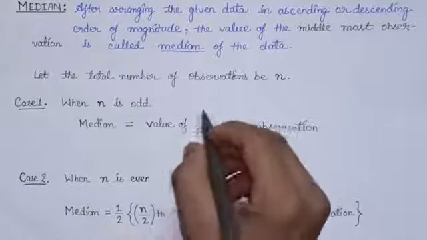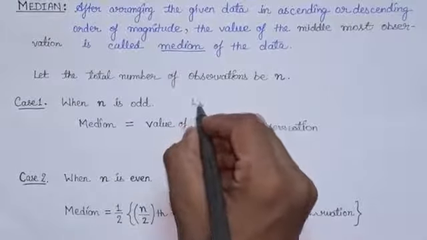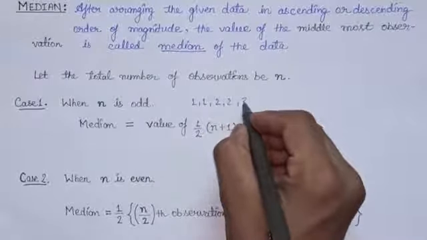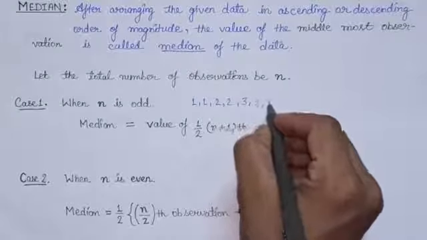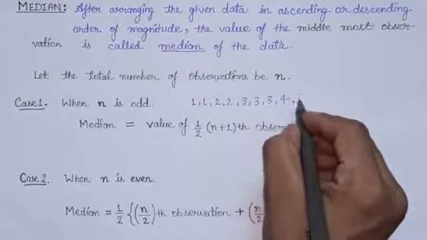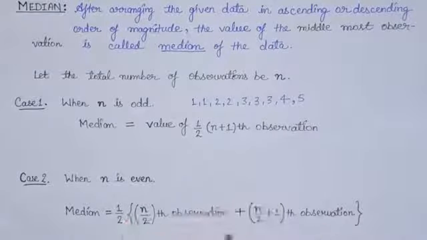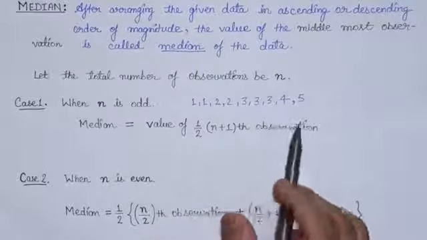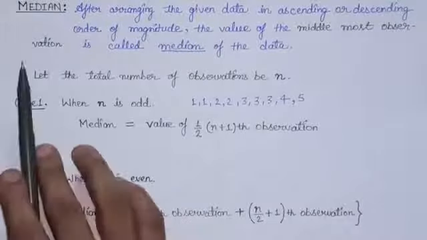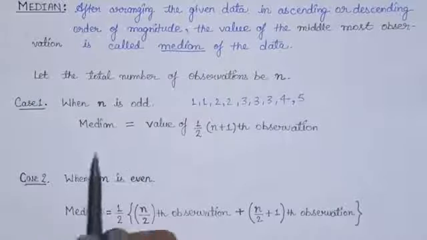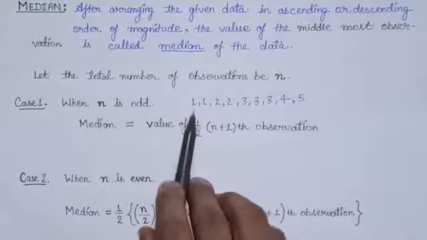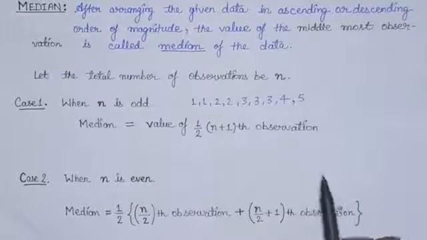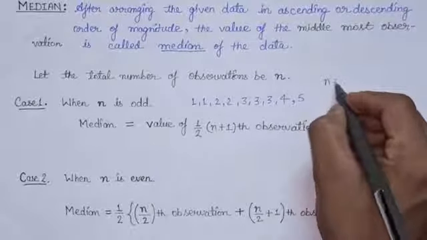Let us suppose we have data such that the observations are 1, 1, 2, 2, 3, 3, 3, 4 and 5. Here you can see that we have already arranged the observations in ascending order. So we can proceed to calculate the value of the median. Now let us count the number of observations: 1, 2, 3, 4, 5, 6, 7, 8, 9. So here the value of n is 9.